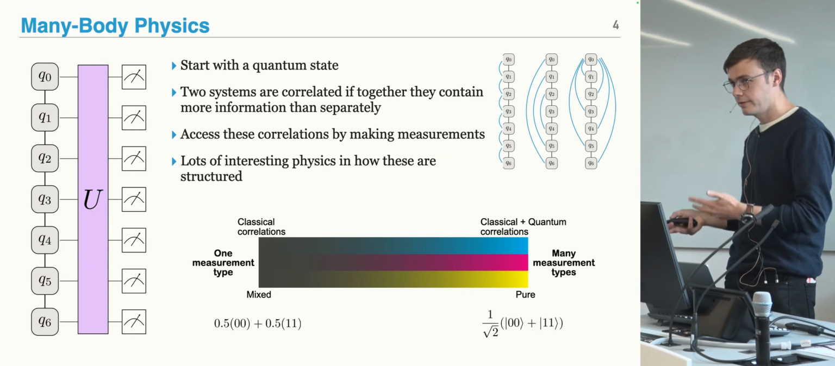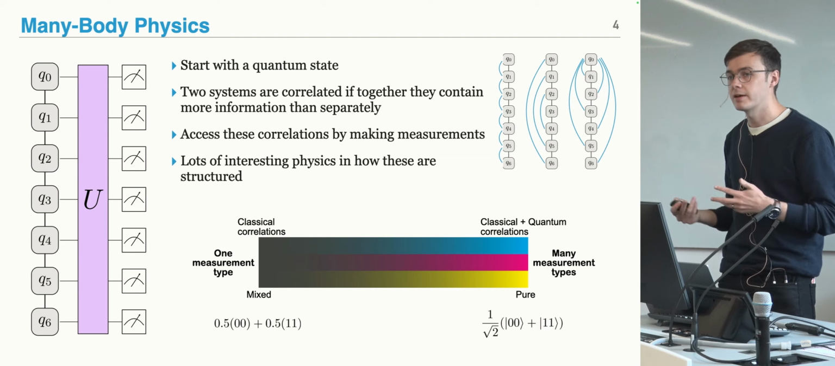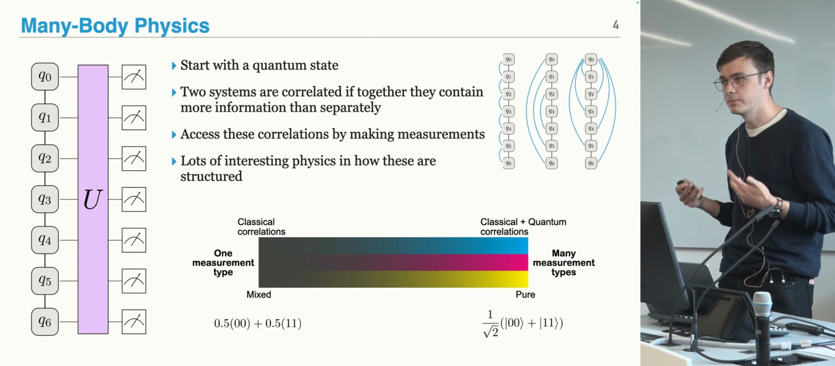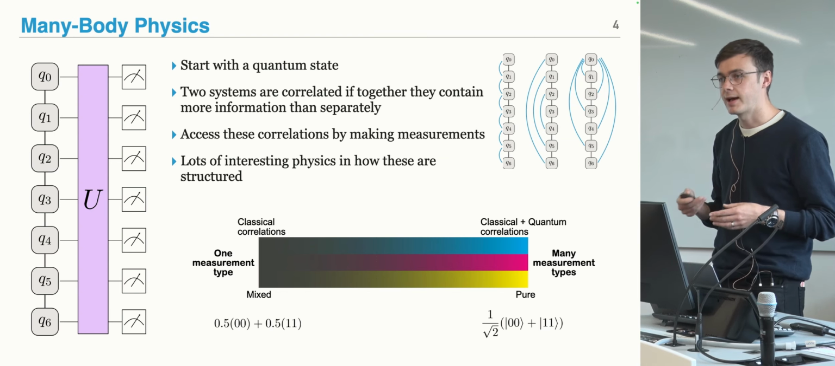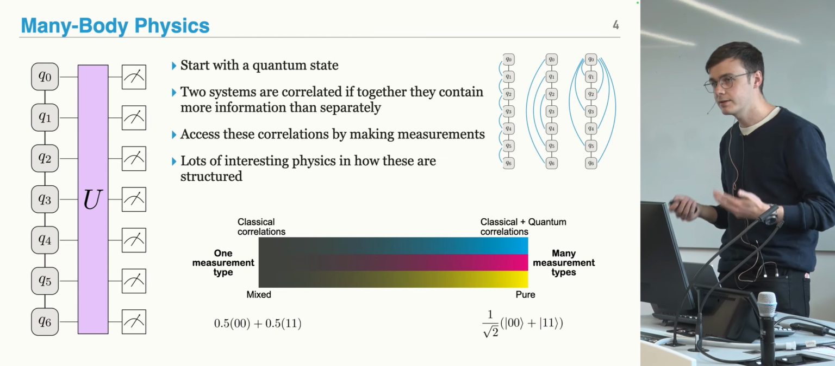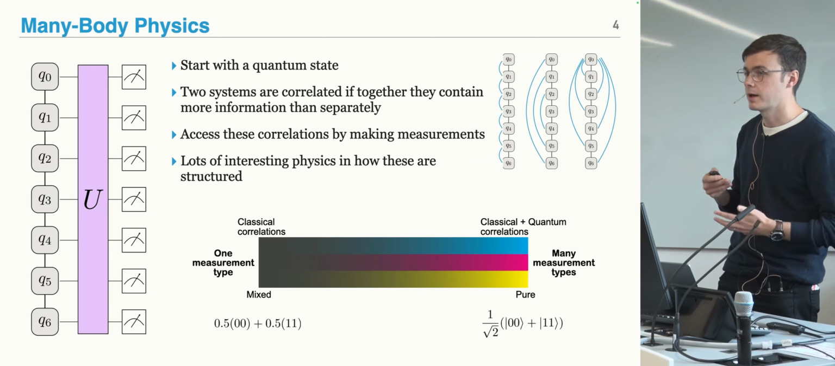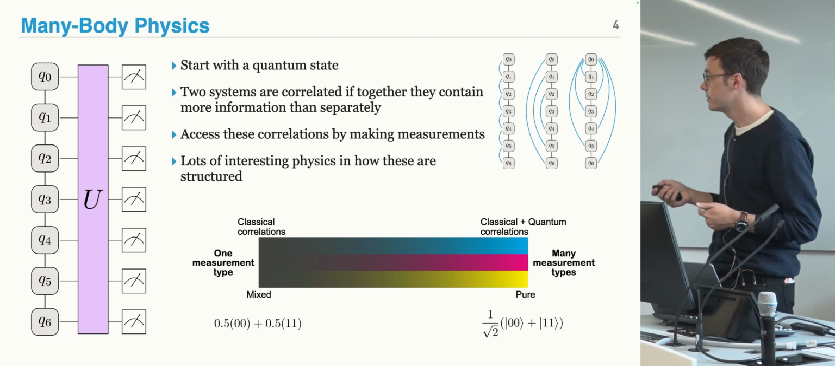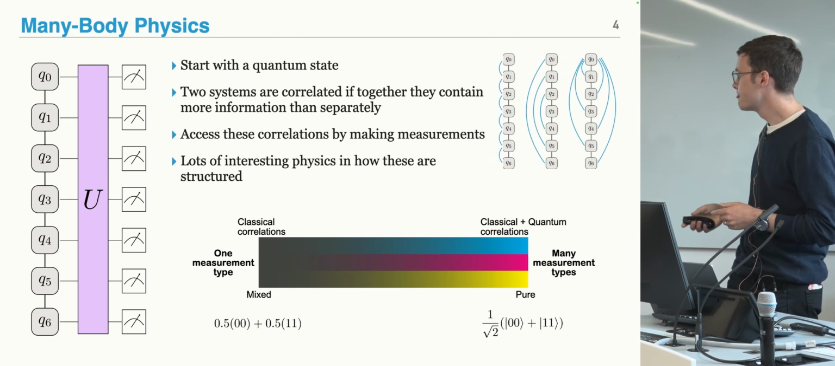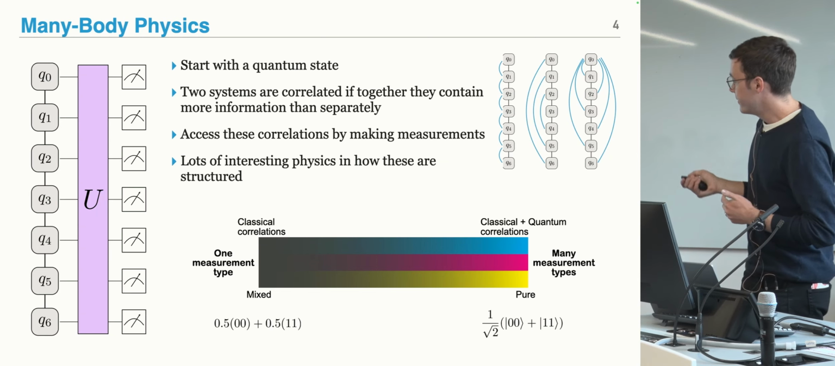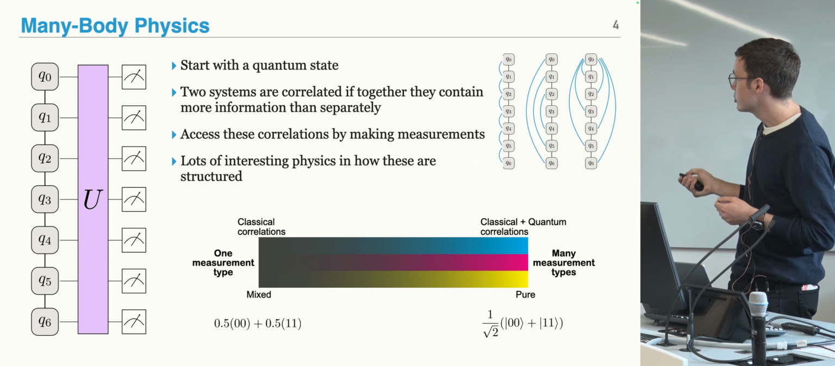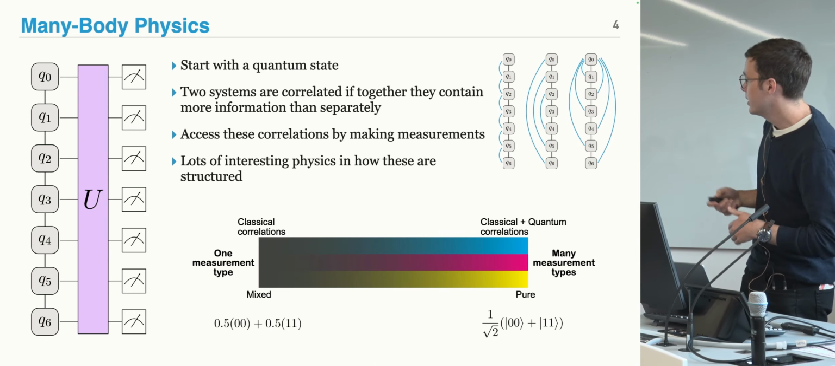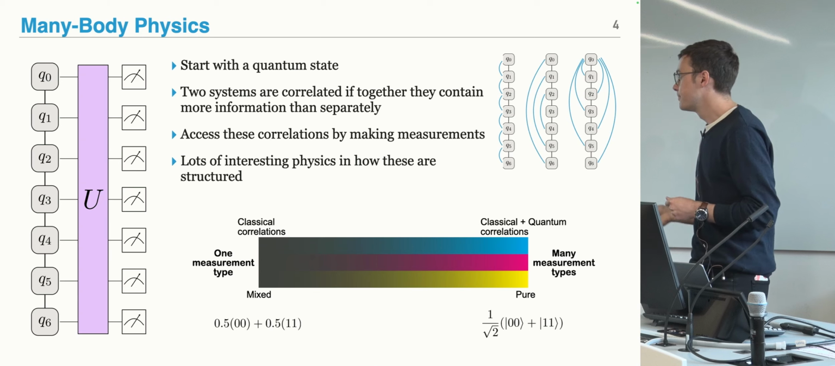you can measure your system in many different ways. So you can pick an axis along which to measure, a certain choice of basis, and realize correlations across different axes. And then in total, collectively, you end up with more shared information between these systems, which can be exploited. And there's interesting physics in terms of how these correlations can be distributed. So in terms of whether they can be short range, whether they can be long range, and we'll get into that.